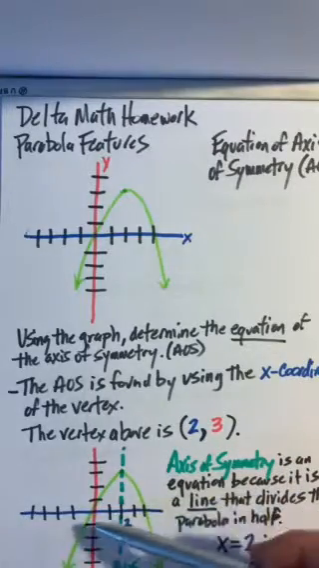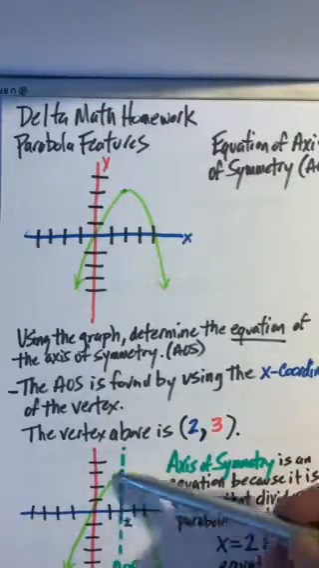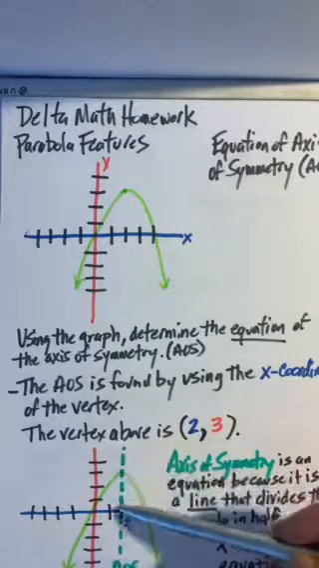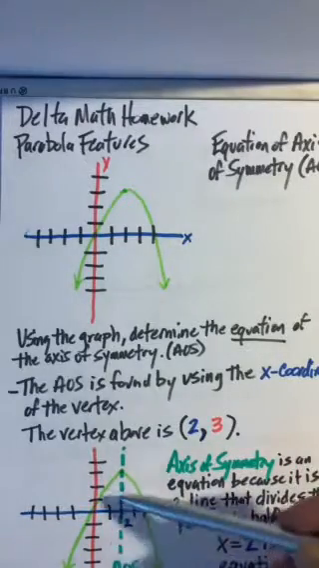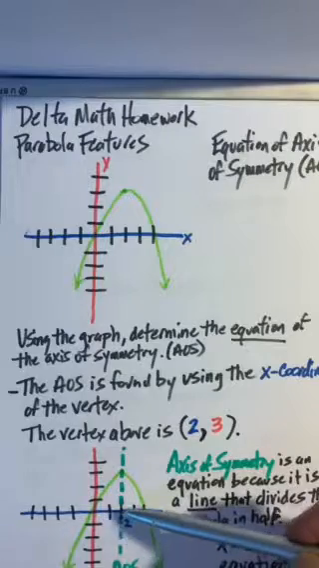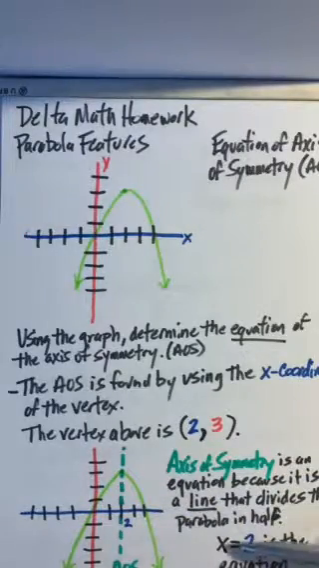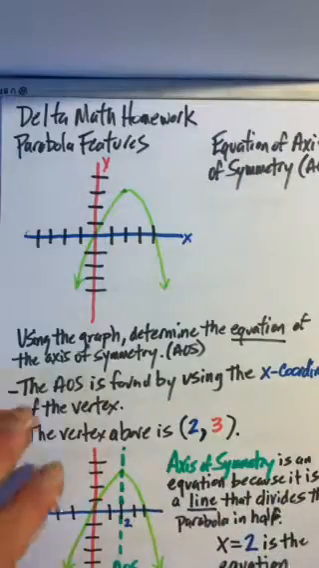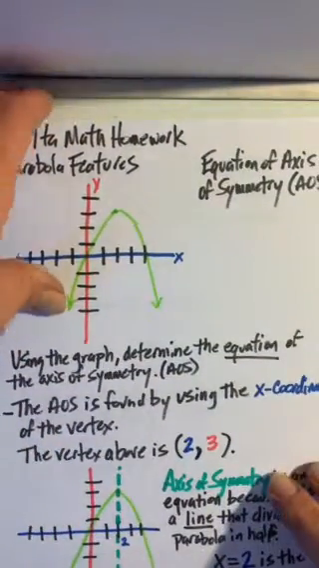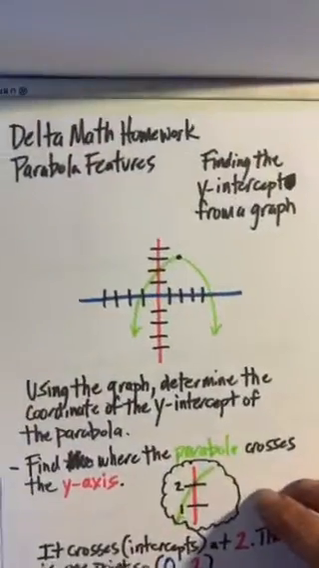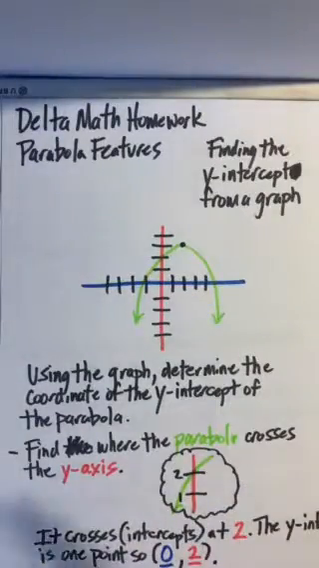Okay, as you can see here, 1, 2, there's our vertex, and there's our axis of symmetry. It's kind of an imaginary line. This line divides the parabola in half. Okay? And our equation is x equals 2. That's the equation of the axis of symmetry. It's an equation of a line. All right, next.